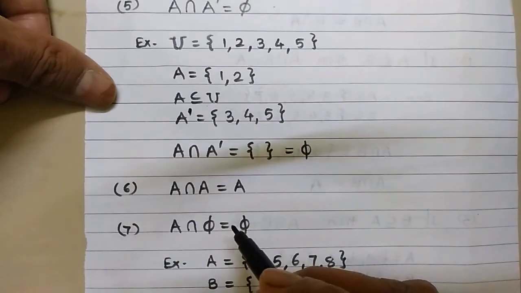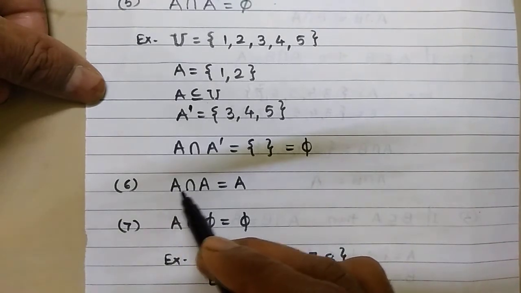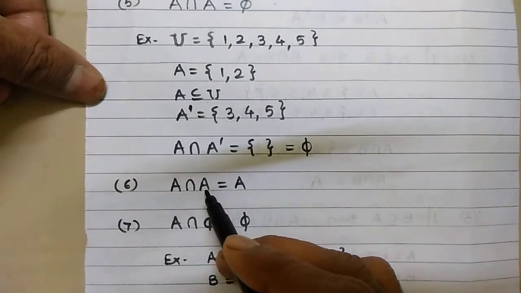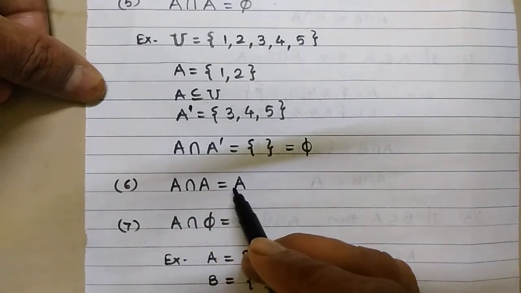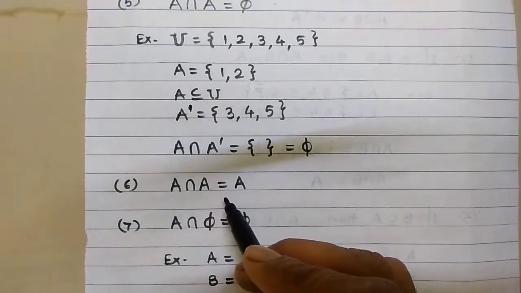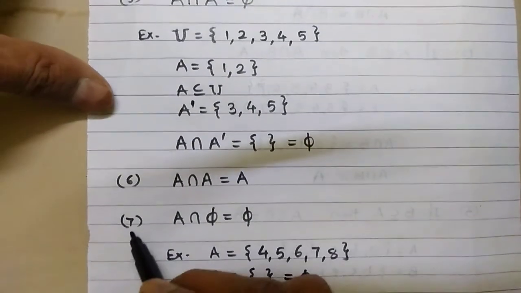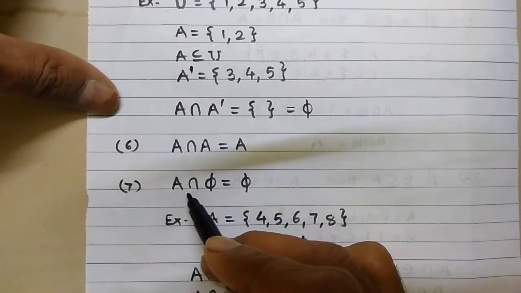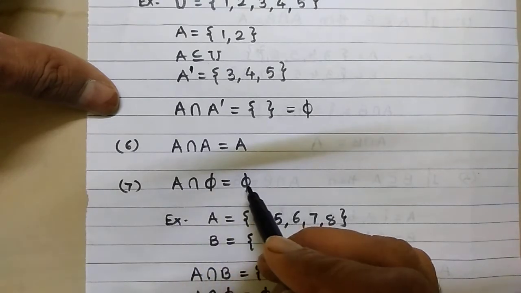Sixth property is very easy. Any set A and intersection with itself, that means that set A intersection A is equal to A. It is not necessary to take the example of this. Easily we can understand any set, the intersection with itself is the same set. Now seventh property. A intersection phi is equal to phi.